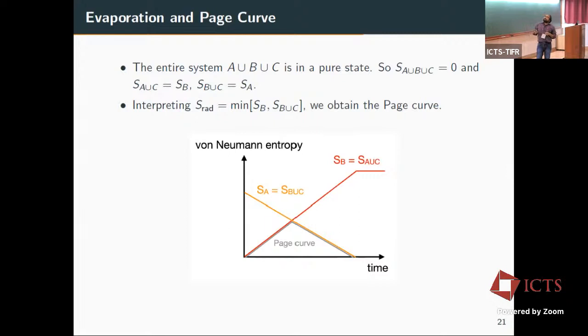Now, the entire system, ABC, is in a pure state. So SABC is going to be zero. SAC will be SB. The black hole plus confined sector combined would be SB. And SBC, the radiation plus confined sector, would be SA. Now, if we interpret the entropy of radiations as the minimum of SB and SBC, then we see from this curve here that we will get the Page curve back, with the radiation at early times given by SB here and radiations at late times given by SBC here.